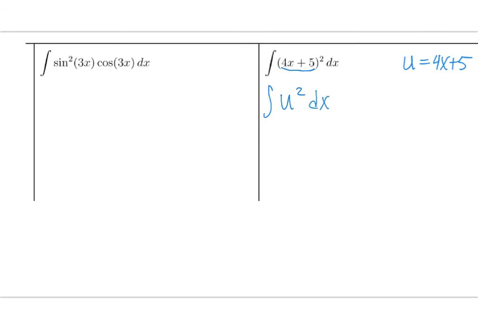Then I've got the dx. I want this to be in terms of u. So to do that, I'm going to take the derivative of u and 4x plus 5. That's going to give me du dx. And the derivative of 4x plus 5 is 4. To get dx by itself, I'm going to multiply it to the other side and divide by 4. And that's going to give me, I don't need dx over something.